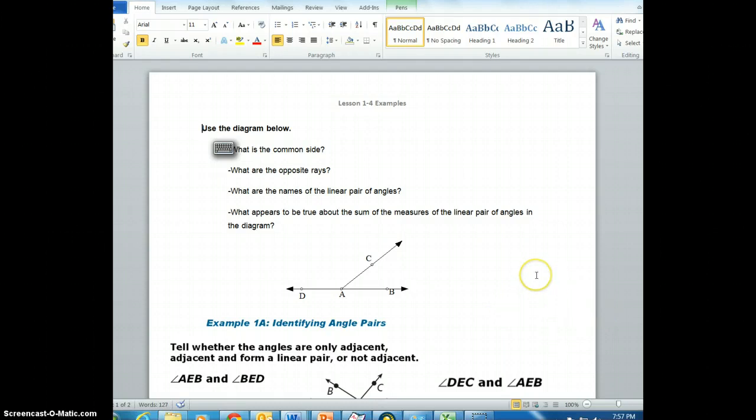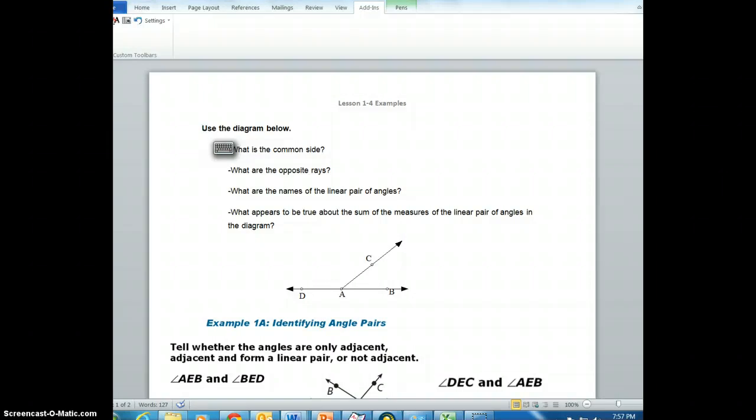So let's use the diagram below to answer these questions. The first question is, what is the common side in this diagram between these two angles? I would like to point out we have angle BAC and we have angle DAC. So the common side between the two would be right here. That common side would be ray AC.